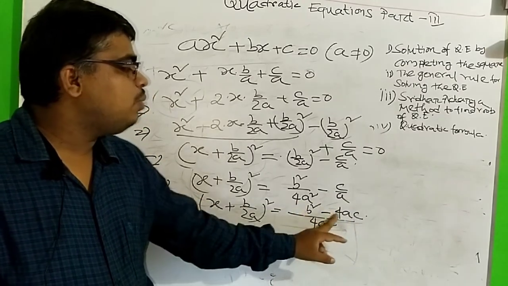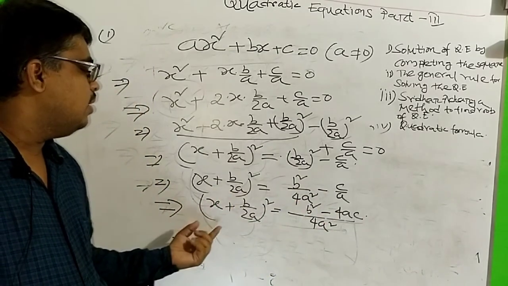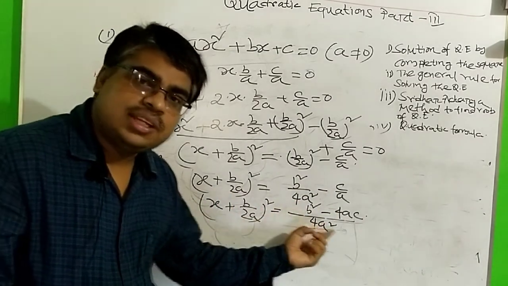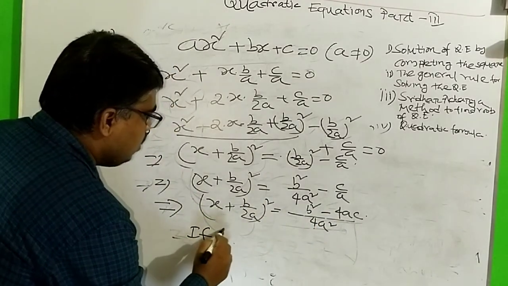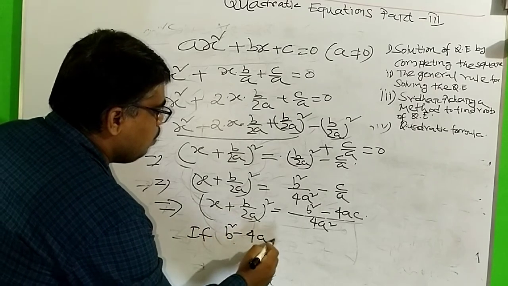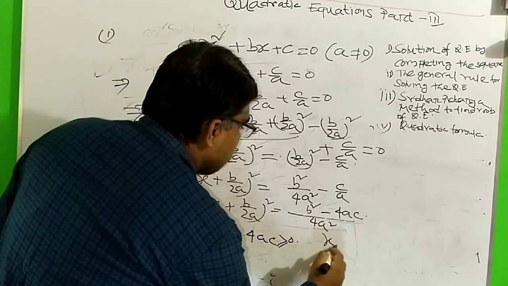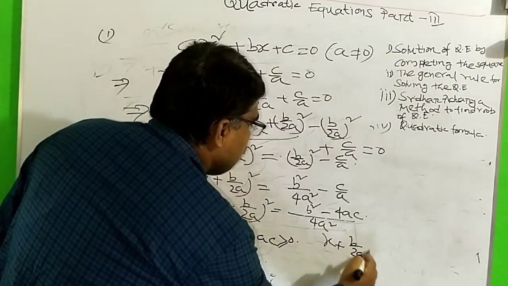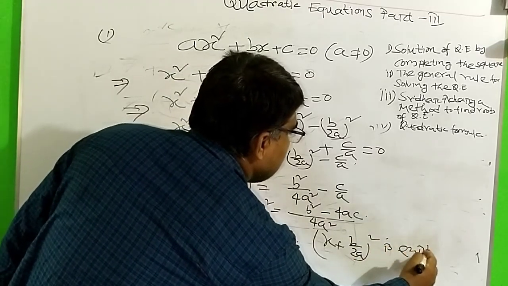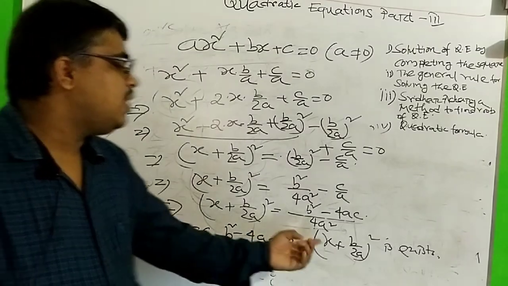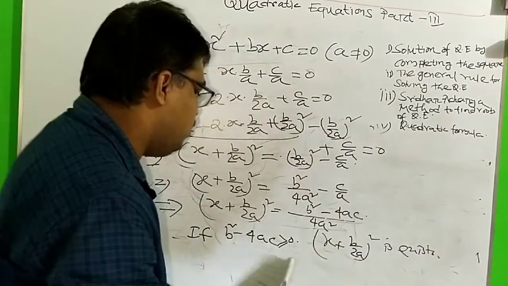If b square minus 4ac is less than 0, that is negative, then it will not be satisfied. Okay. If b square minus 4ac is greater than or equal to 0, x plus b by 2a whole square exists. Otherwise x plus b by 2a whole square will not exist for any real value.